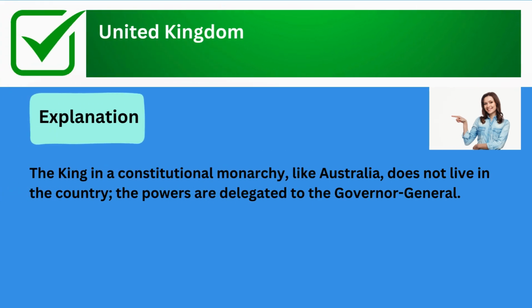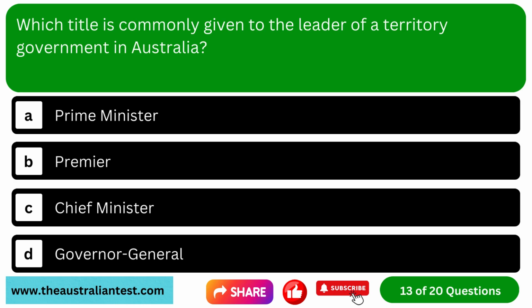The correct answer is United Kingdom. Explanation: the king in a constitutional monarchy, like Australia, does not live in the country. The powers are delegated to the Governor General. Question 13. Which title is commonly given to the leader of a territory government in Australia?